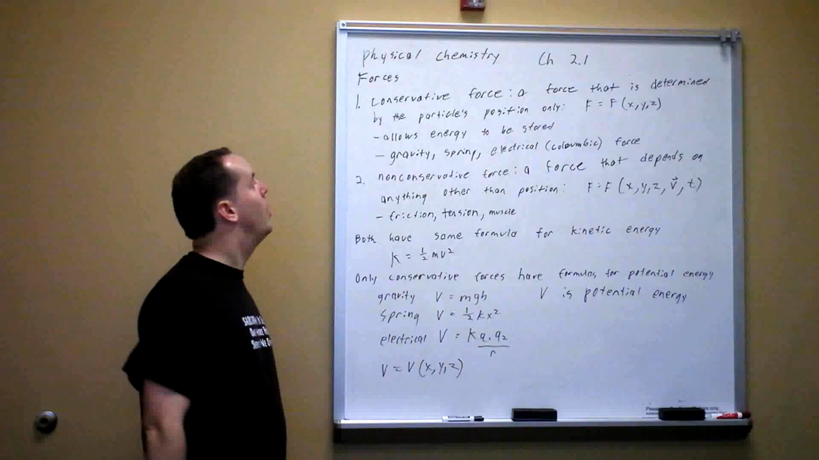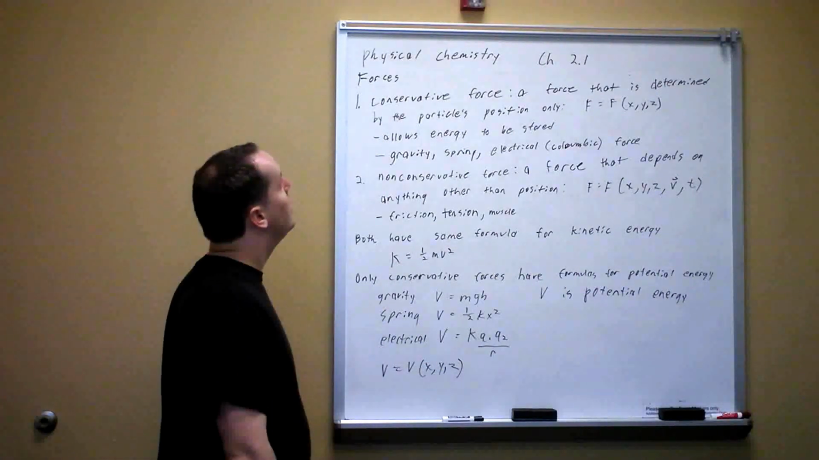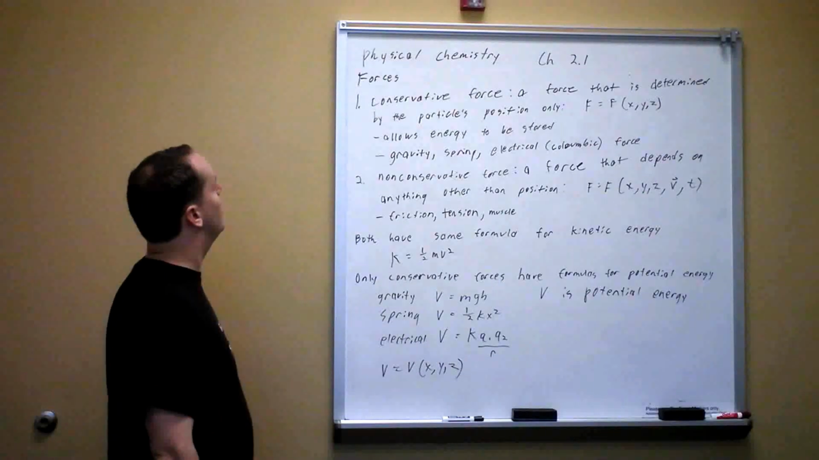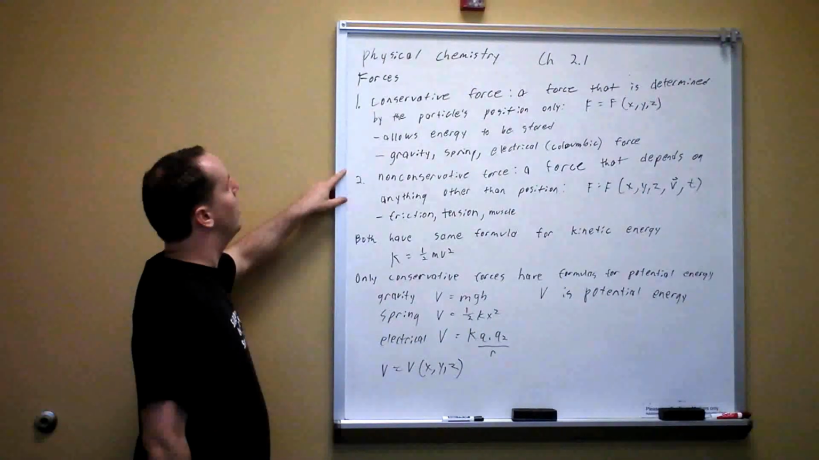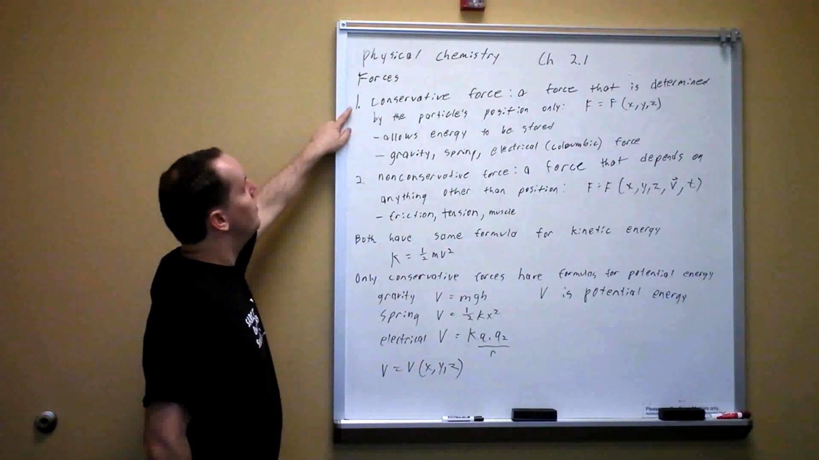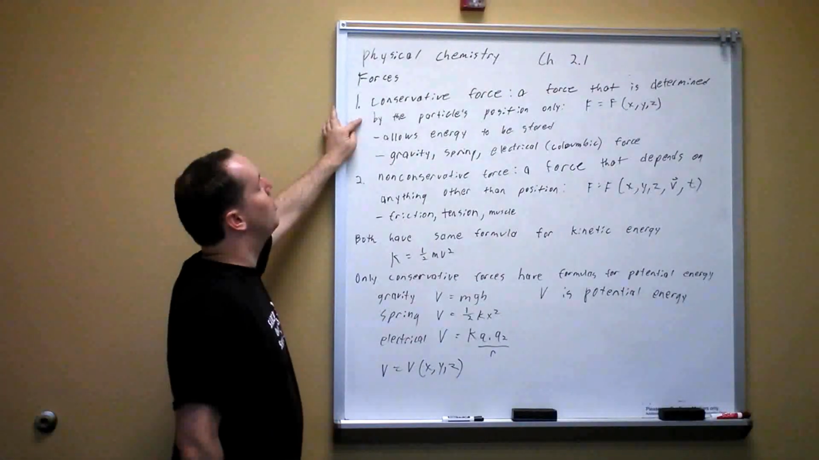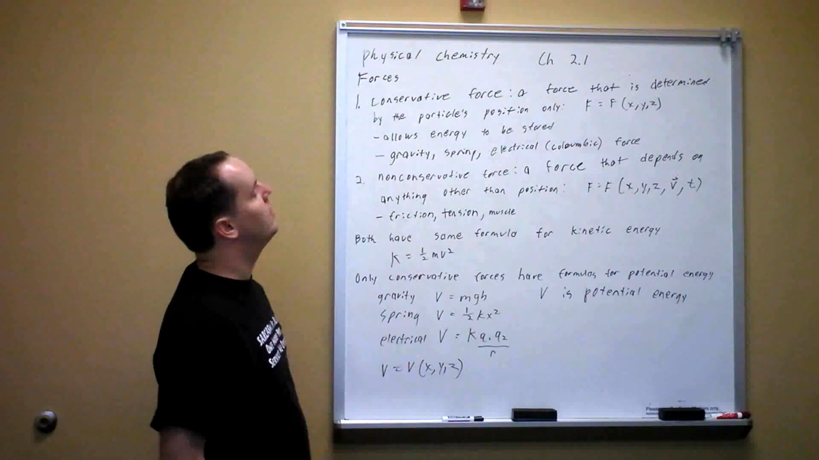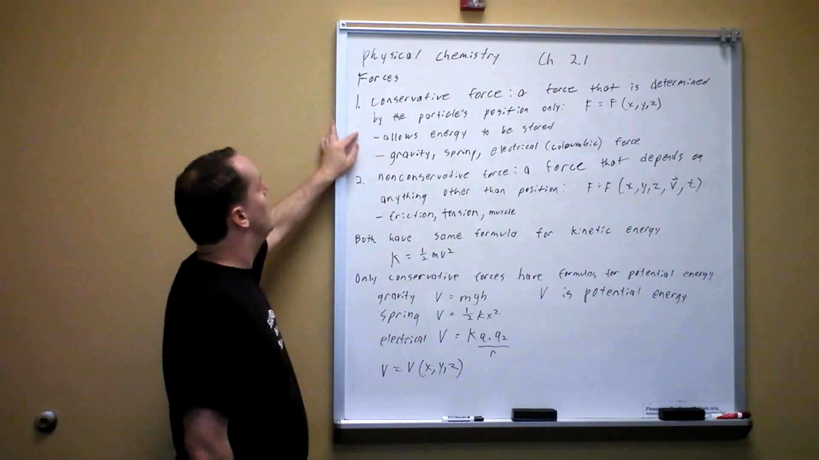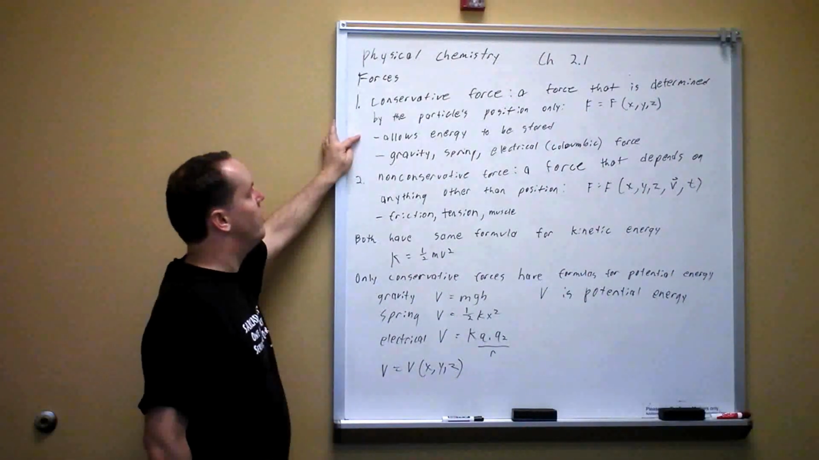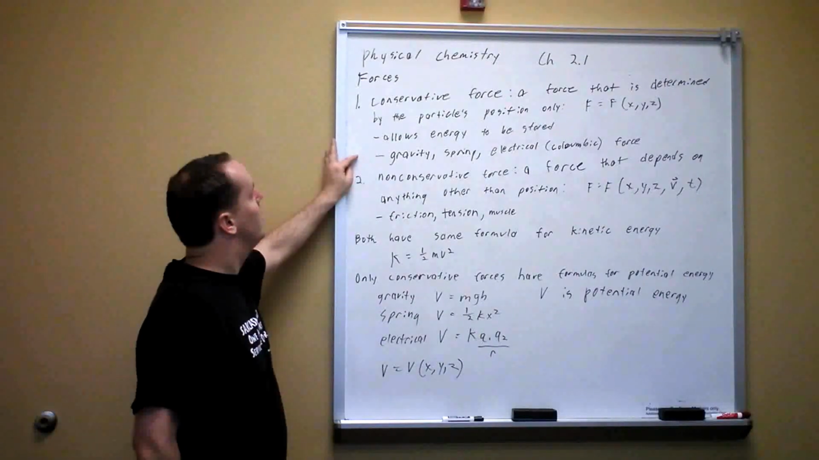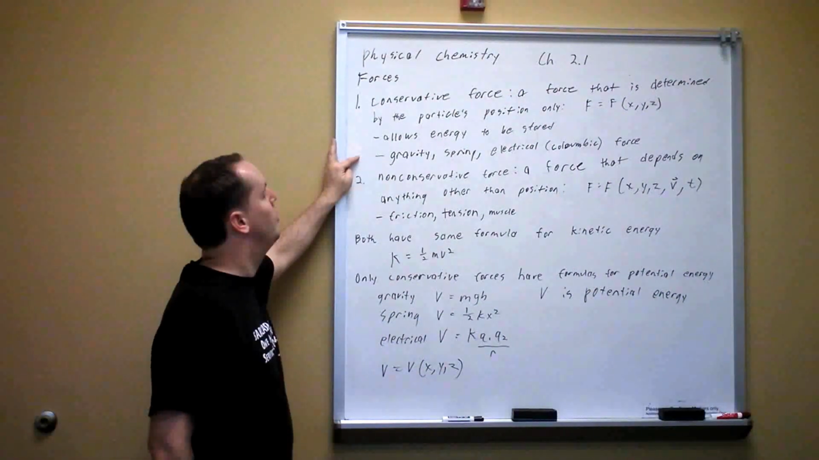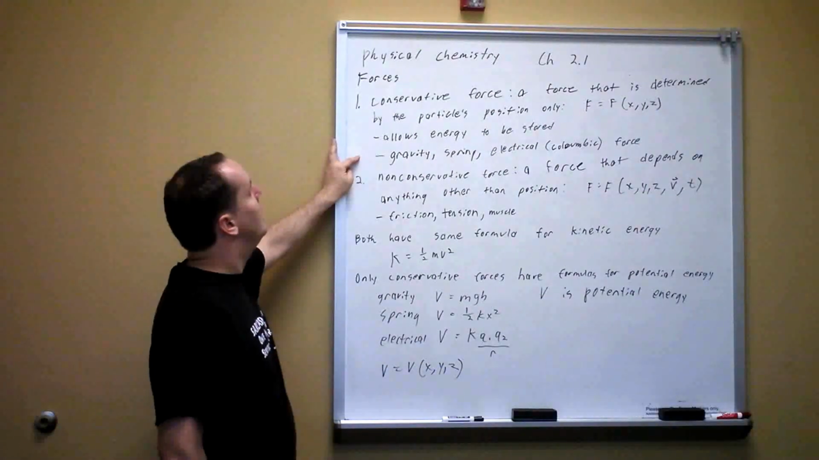Continuing on chapter 2.1 of physical chemistry, now we're going to talk a little about forces. There are 2 types of forces that we're going to be talking about: conservative forces and non-conservative forces. A conservative force is a force that is determined by the particle's position only. So we get force is a function of x, y, and z. The important thing about a conservative force is it allows us to store energy. Examples would be gravity, spring, and electrical, with a coulombic force, and so on.